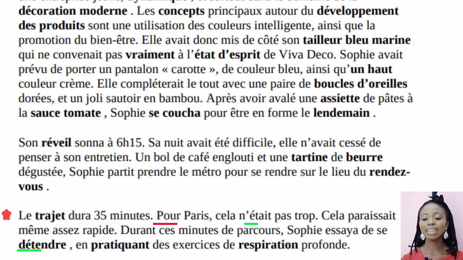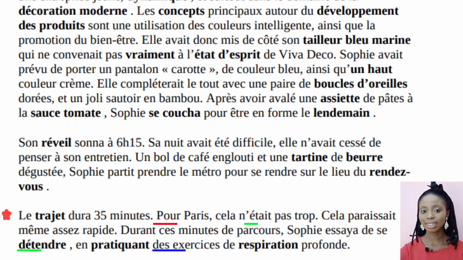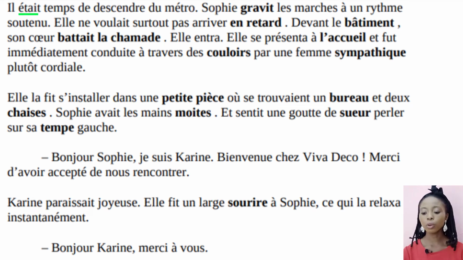En pratiquant des exercices. So now, can we have our S in between two vowels for a liaison? This time around, this is an article plus another word coming in front of it, which is a noun. So we have our exercices, the exercices de respiration profonde. Il était temps de descendre du métro. Don't forget our E accent aigu, which gives us a sound. Sophie graphie les marches à un rythme soutenu. Don't forget our OU sound. S plus OU, soutenu. We have our elle ne voulait, don't forget our OU sound, OU, voulait surtout, don't forget our OU sound as well, pas arriver en retard.